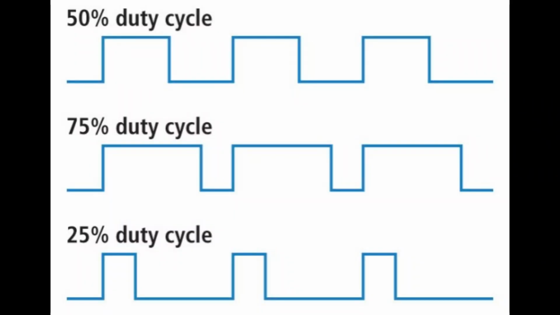PWM is how we make an LCD or display backlight appear dimmer or brighter, not by changing the voltage, but by switching it on and off really fast. The ratio of on time to off time is what we call the duty cycle. Let's take a look at the code.